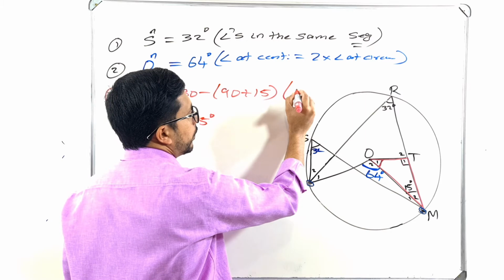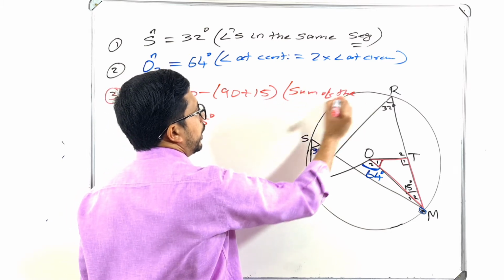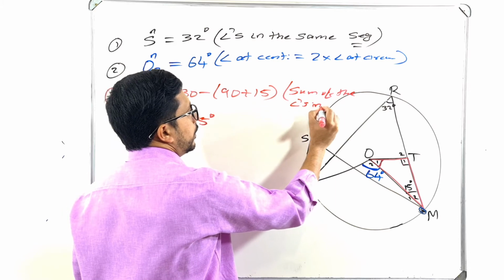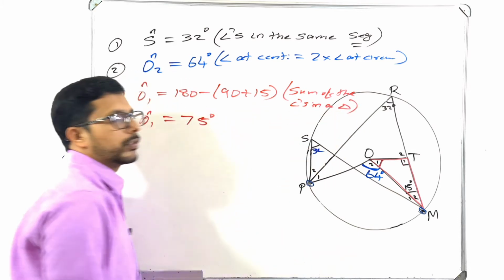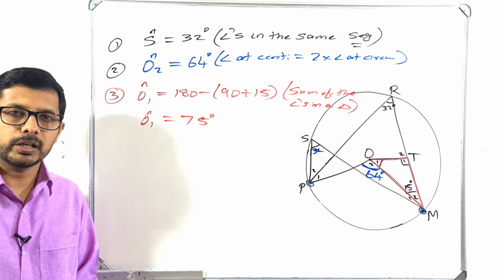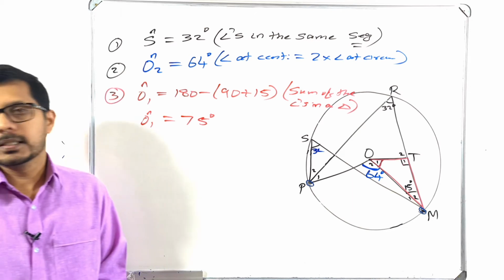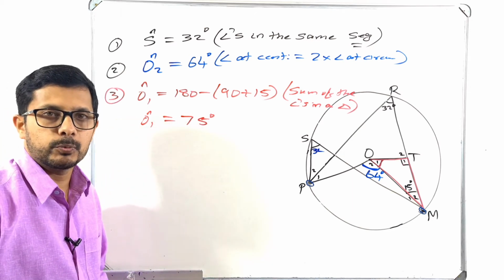Here you have to write, what is the reason? Sum of the angles in a triangle. So angle O1 is equal to 75 degrees. You understand? Okay, so that is that question. Now let's move to the next question.